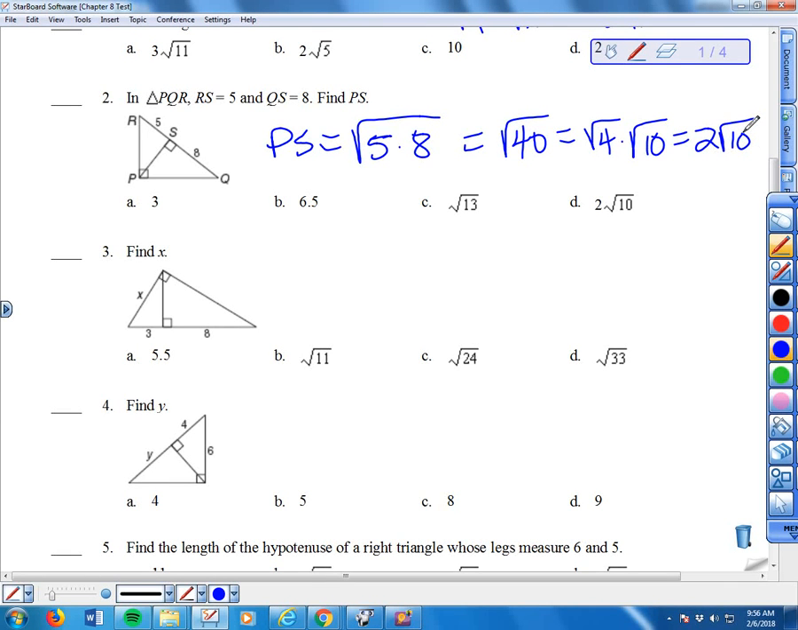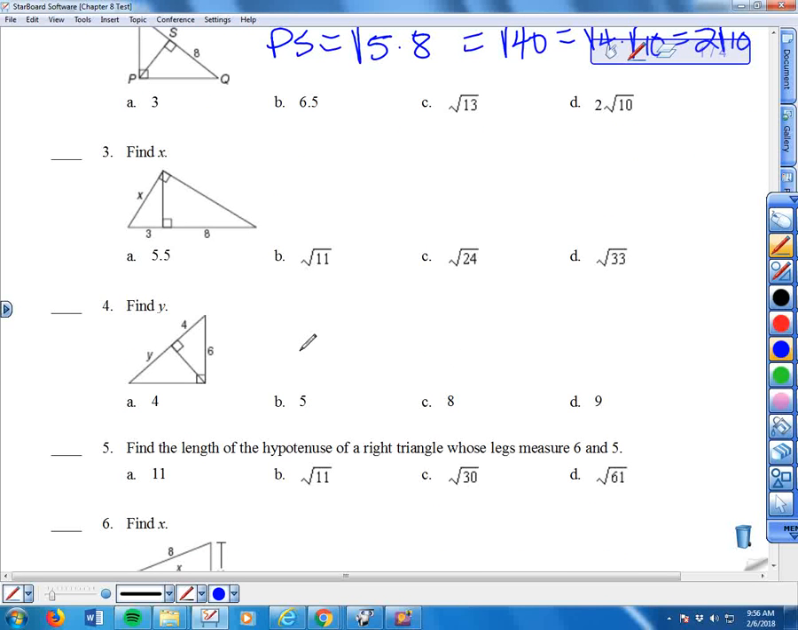This time we're using a leg, so the leg is equal to the part of the hypotenuse closest to it times the whole length. And so that's just the square root of 33, which is letter D.